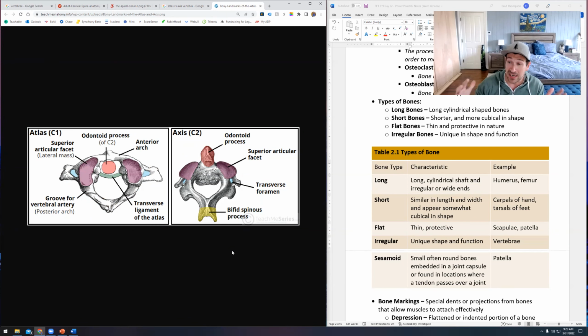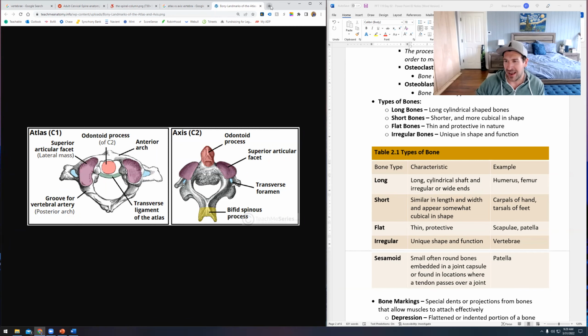And that's a kind of a cool thing to say, but what I mean by this is you'll actually notice on your atlas vertebrae, right? This is your C1. Okay, this is the very top, this is your first vertebra, right? That your skull sits on.